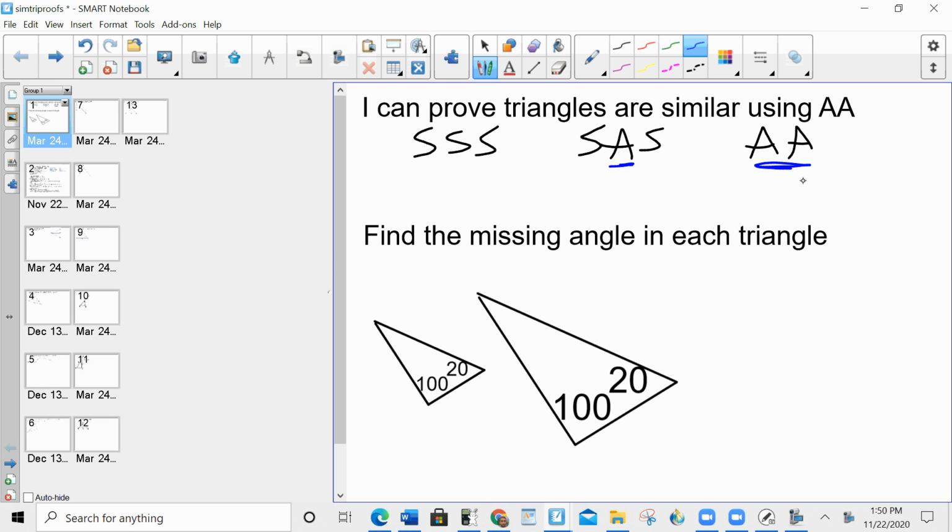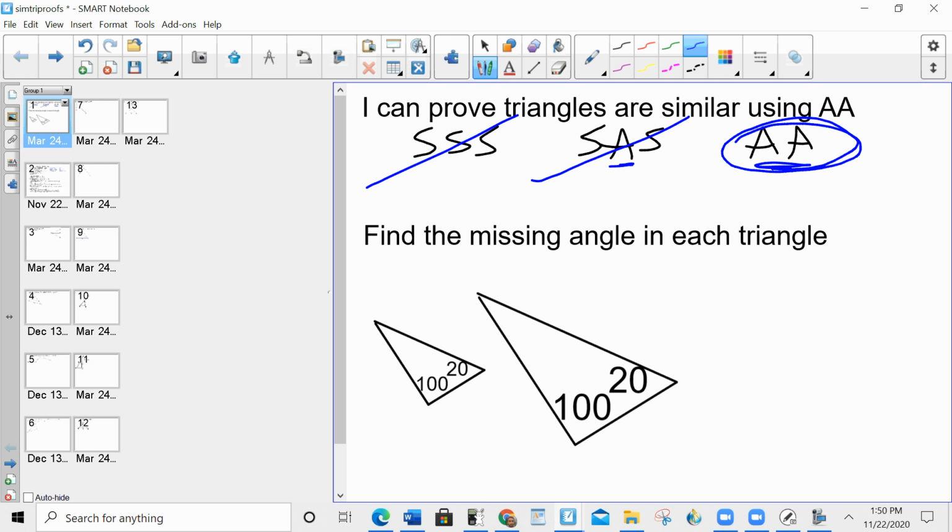Now that we're shifting to proofs, when I do proofs, I always prove things congruent. So I can't use the SSS or SAS methods for proofs because I don't prove things are proportions. I prove things are congruent. The only method that has things congruent is AA. So whenever I'm proving triangles similar, the reason is always AA, which means I need to prove two angles congruent.